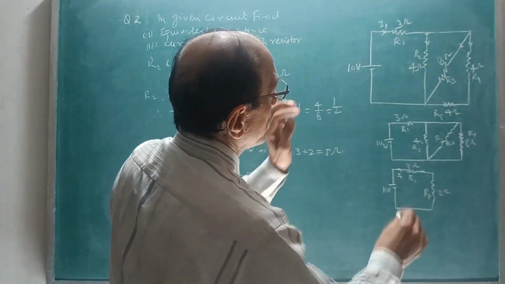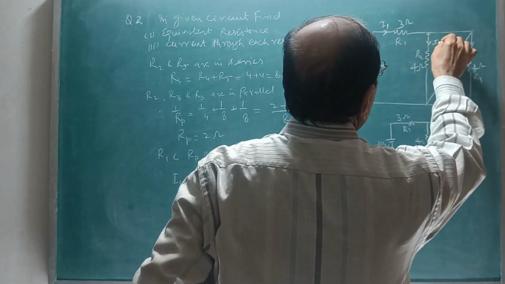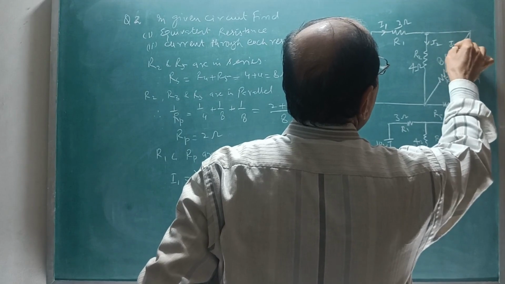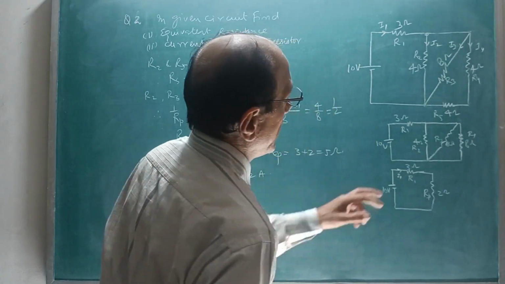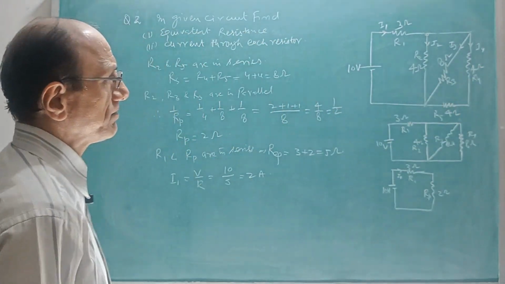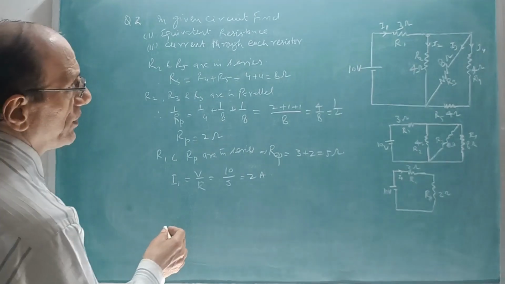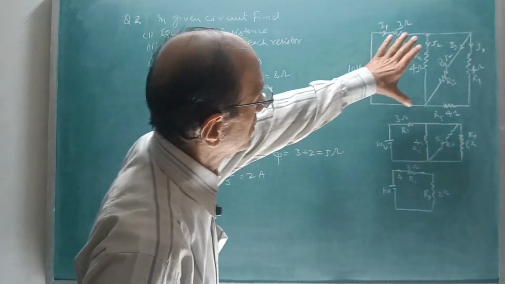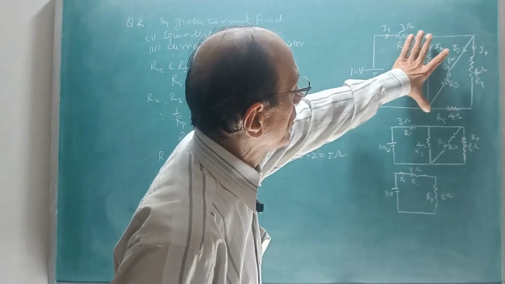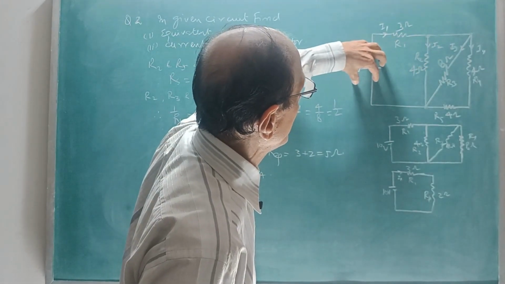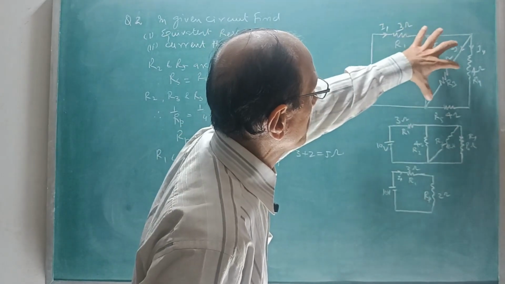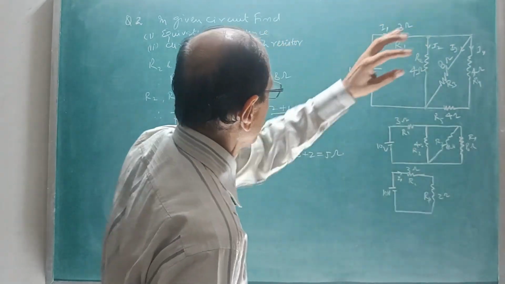For finding current, suppose this is I2, this is I3, this is I4, and I5 will remain the same as I4. So for that we need the voltage across these 2 points. The voltage across these 2 points will be the same as that of the potential. This will be equal to this plus this. That means this voltage will be equal to this minus this.